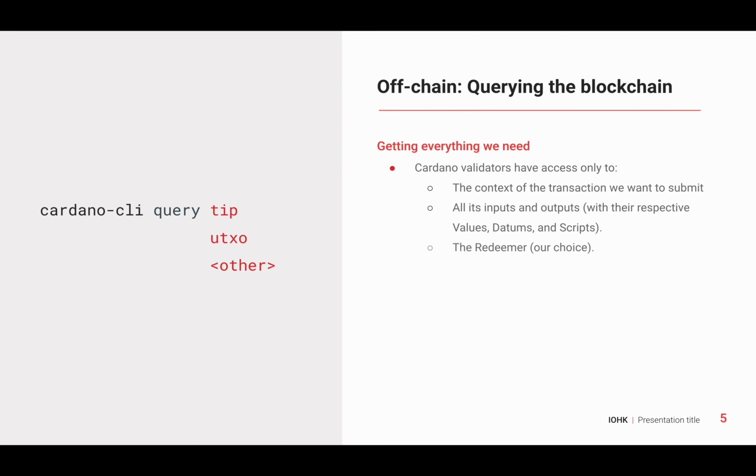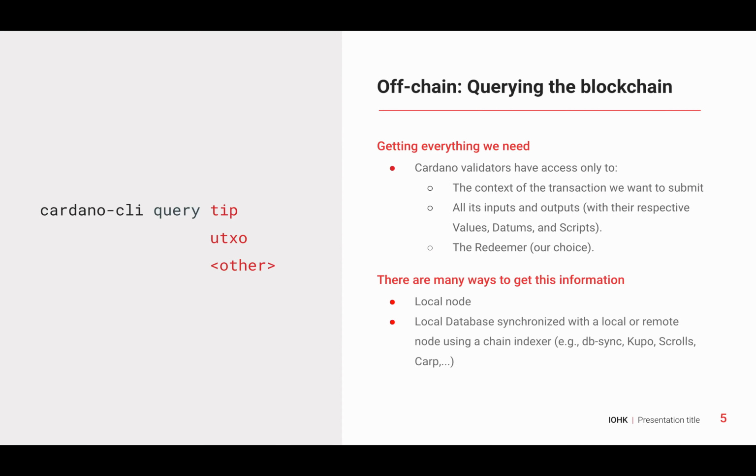So if you want to consume a specific UTXO, access a specific datum, or use a script, you have to indicate them as part of your transaction, which means you have to find them first. And there are many ways to get this information. Of course, one is running your own local node, but also you can have your own local database that is synchronized with a local or remote node, usually through a chain indexer.